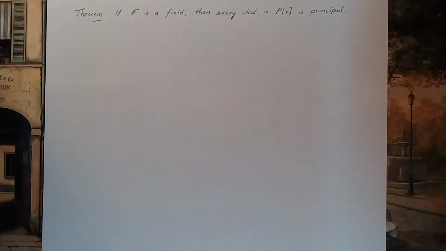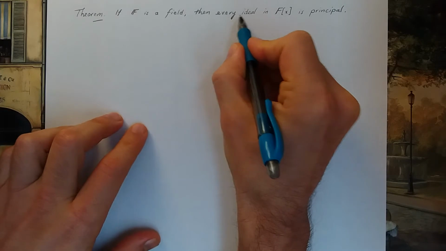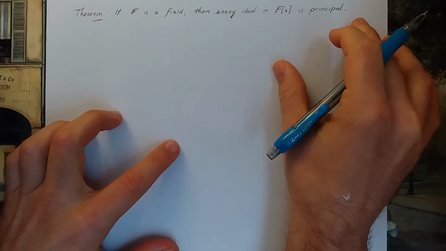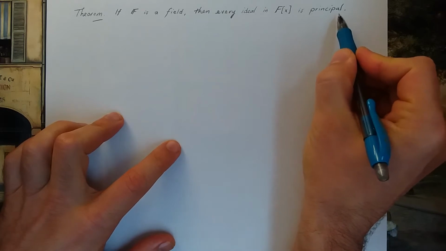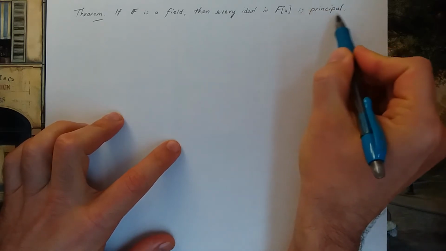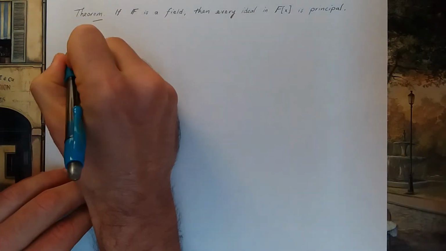All right, here we'll prove this kind of nice theorem. If you have a field, then every ideal in the ring of polynomials over that field is principal, meaning again that it's generated by a single element. So let's prove this theorem.